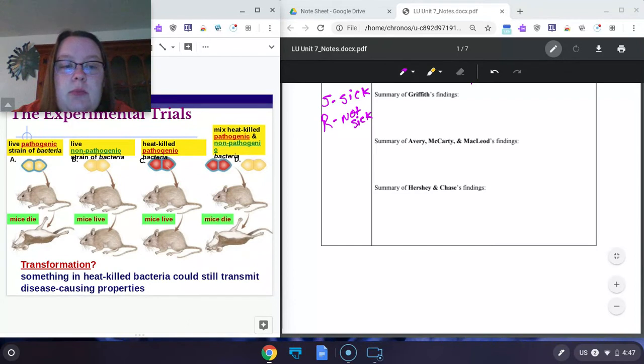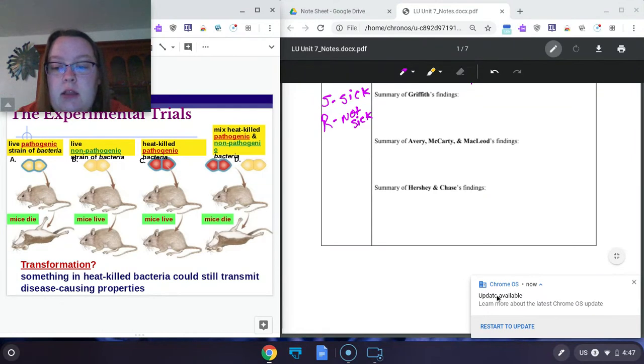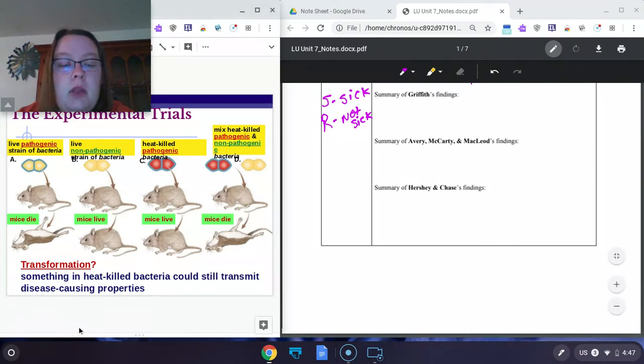In his experiment, he had several setups. In setup A, he injected the mice with pathogenic bacteria, and this is what we call a control. He knew what was going to happen: if you inject a mouse with bacteria that makes you sick, of course the mouse is going to get sick, and it died. That's what he expected, and that's exactly what happened.